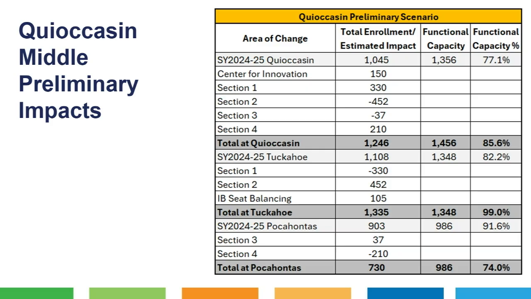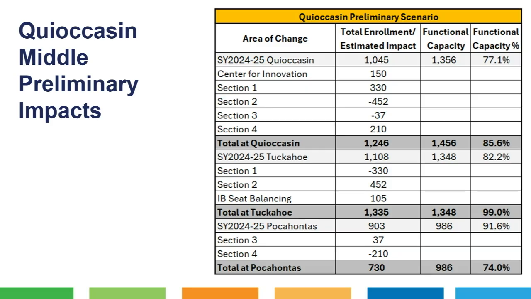For the middle and high school feeder patterns, it reduces the number of high schools that QMS feeds into from 3 high schools down to 2, with Tucker being removed. In total, through boundary adjustments in the new Center for Innovation, Quioccasin is projected for a net gain of 201 students, placing it around 85.6% functional capacity.